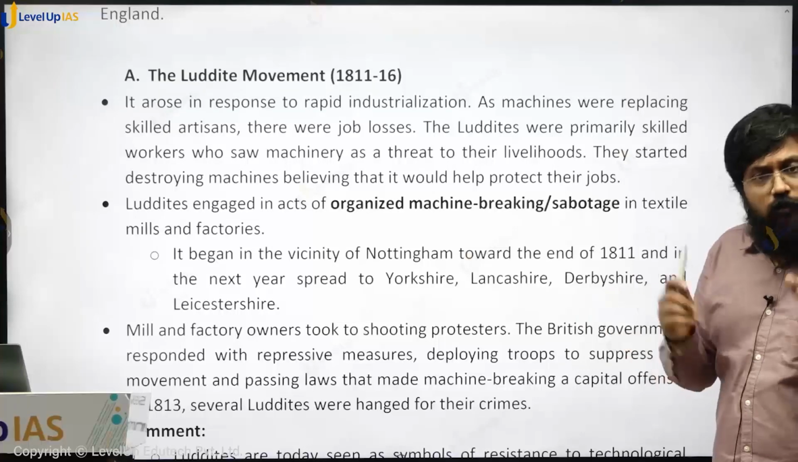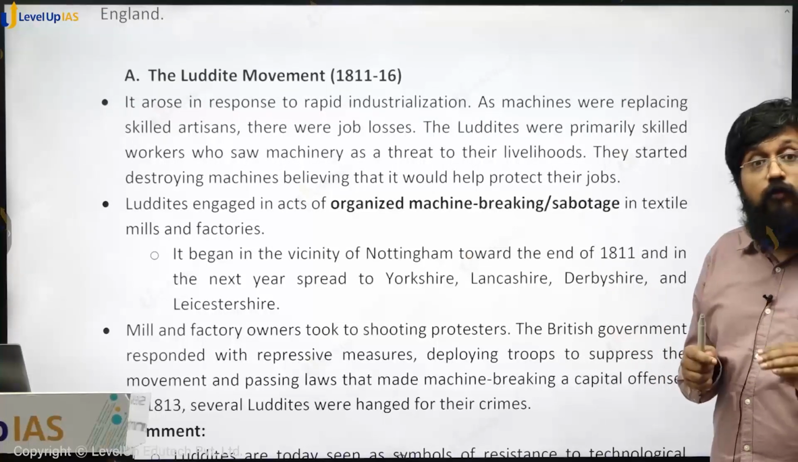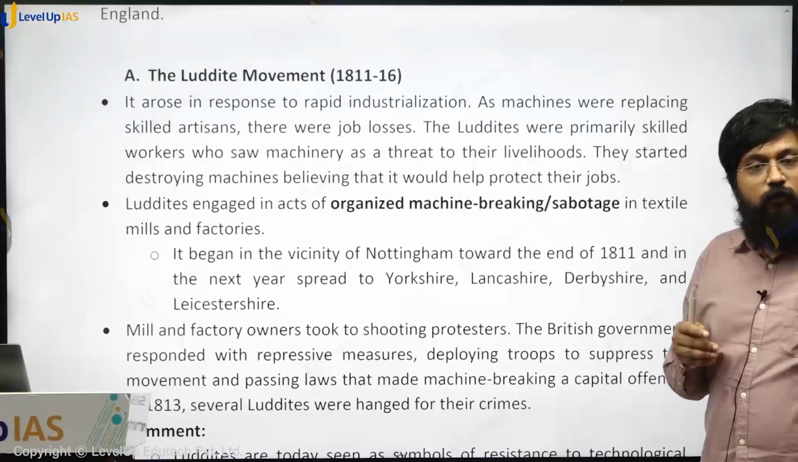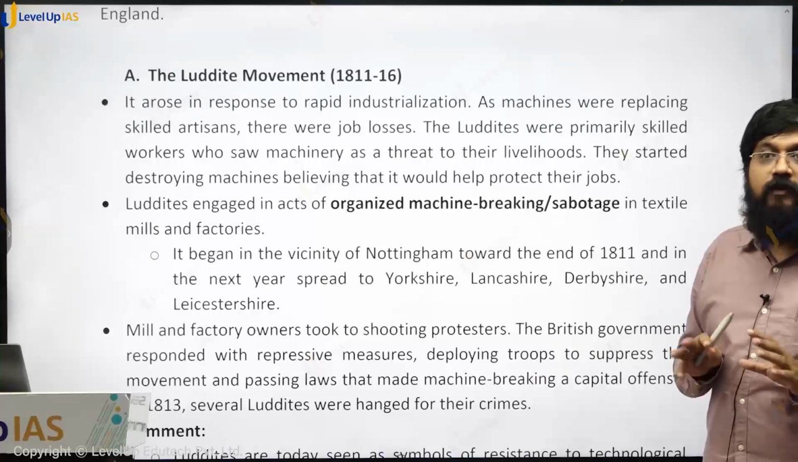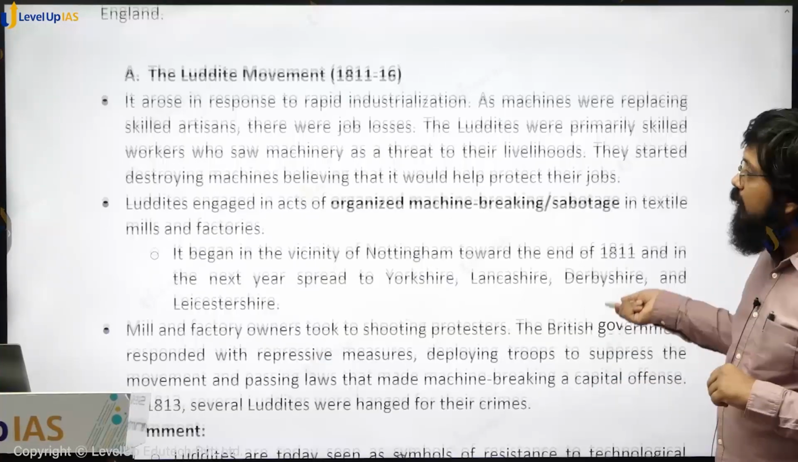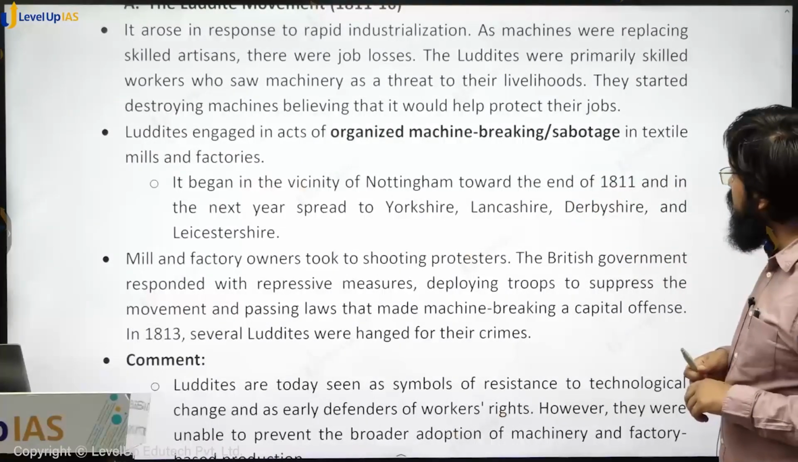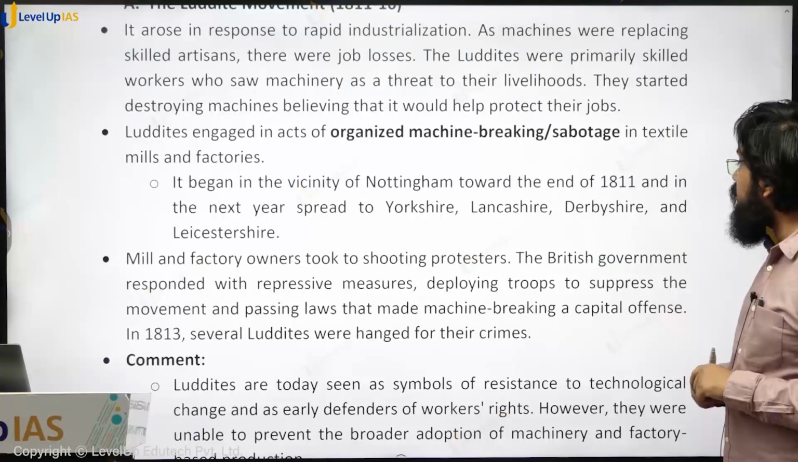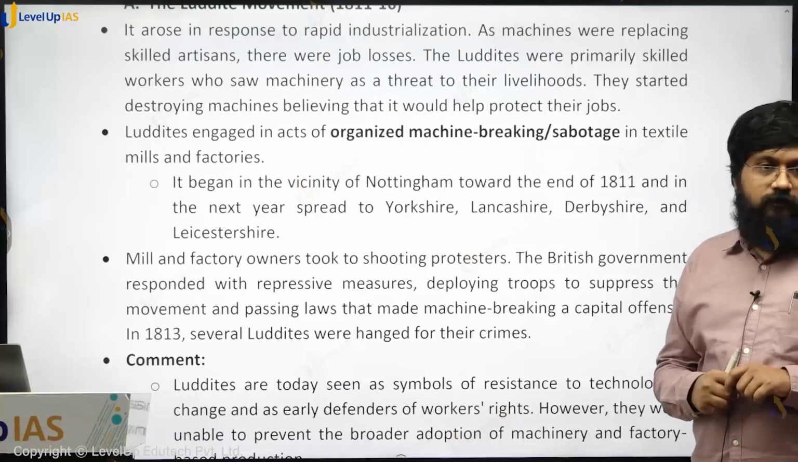Hundreds of people, not only 1 or 2 or 5, hundreds of people going to villages and towns together, planning it, and going at night to destroy the machines. Many industries were destroyed because of that. It began in the vicinity of Nottingham toward the end of 1811, and next year it spread to Yorkshire, Lancashire, Derbyshire, and other places.